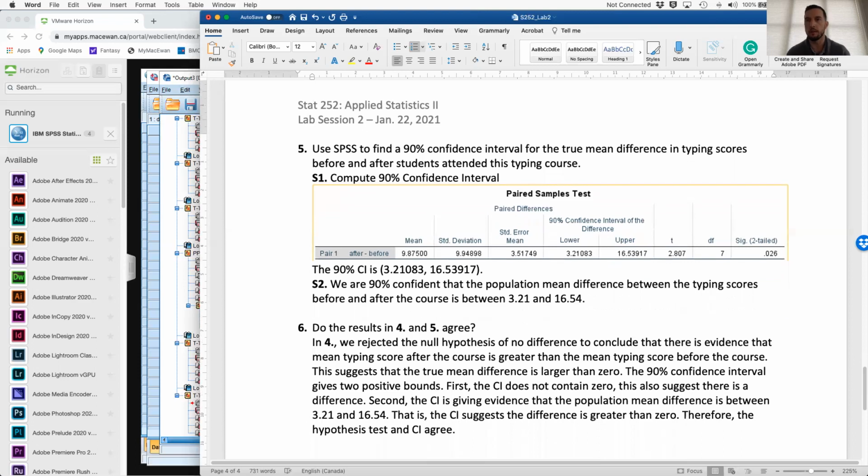So the confidence interval here is again matching the result of the hypothesis test. The hypothesis test has given us evidence that the mean difference is larger than 0. The confidence interval has 2 positive bounds, which means that it is also suggesting that there is a difference because 0 is not included in the interval. And furthermore, that the difference is a positive value because everything inside this confidence interval range is greater than 0. So again, the two methods agree with each other and give the same conclusion. Any questions so far regarding what we have just worked through with the paired test?